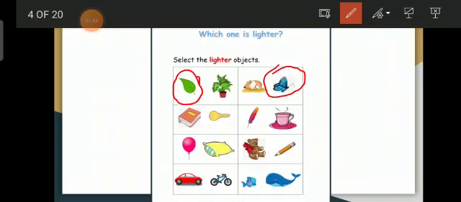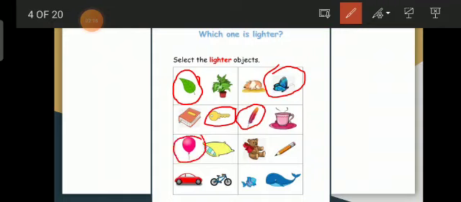Book or a key? Which is the lighter one? Key. Feather or a cup of tea? Yes, feather is lighter. Pillow or a balloon? Yes, balloon.